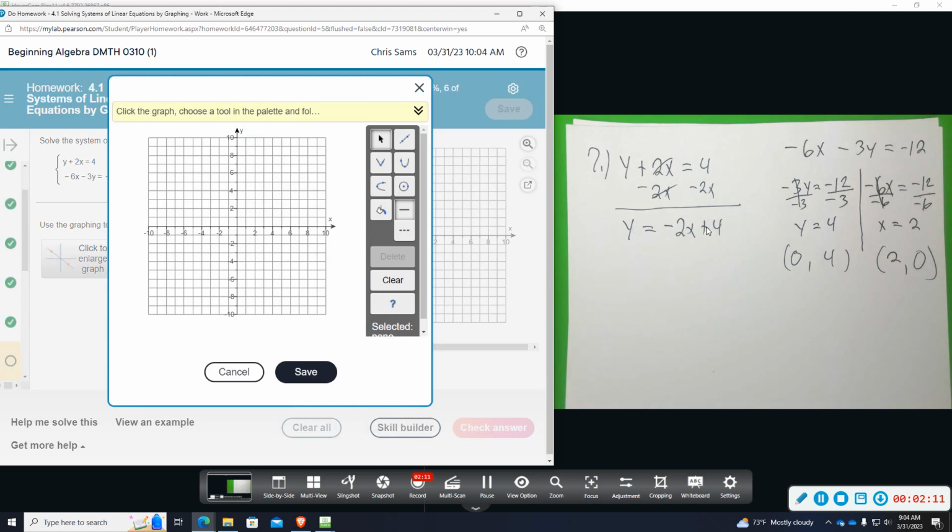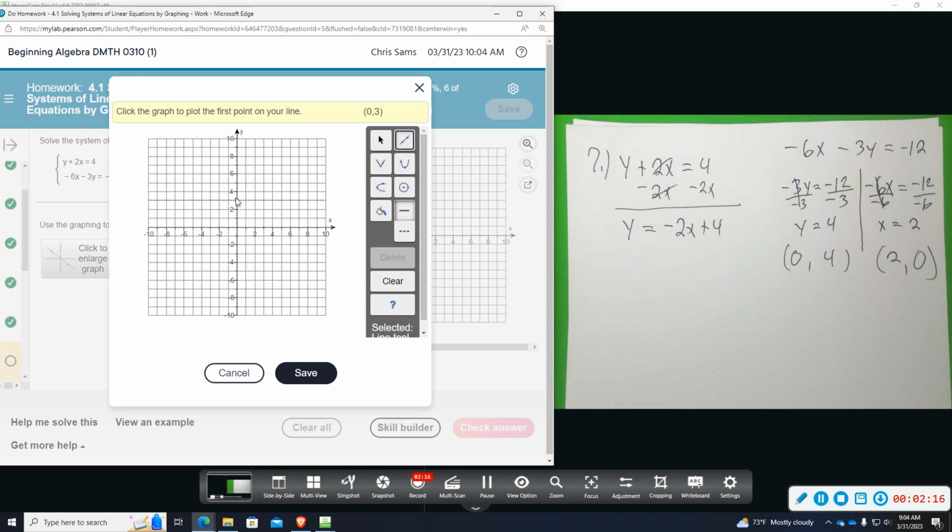So I'm going to start at positive 4, line tool, go up to positive 4. My slope is negative 2, so that means I'm going to go down 2 and then right 1. My next one, I'm going to plot these ordered pairs. So I'm going to go to the y-axis and plot 4. I'm going to go to the x-axis and plot positive 2, 0.